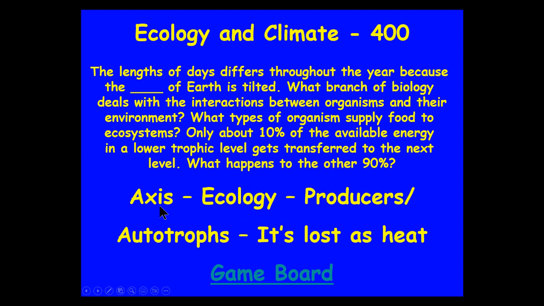Okay, the axis of the Earth is tilted. It's tilted 23.5 degrees, and that's what gives us seasons. Ecology is that branch of biology. Producers or autotrophs, they make available all the glucose from photosynthesis at the base of all food chains, and 90% is lost as heat, or more specifically, metabolic heat. Our body temperatures, that heat just goes right into the atmosphere.